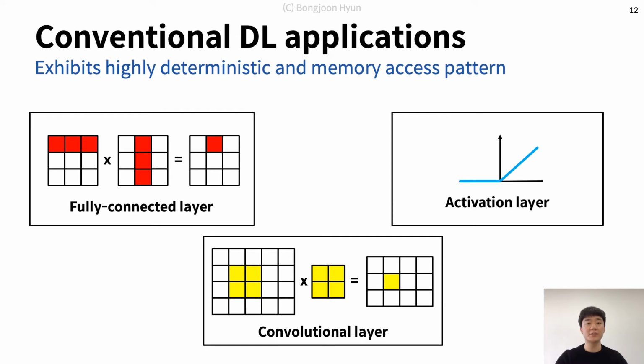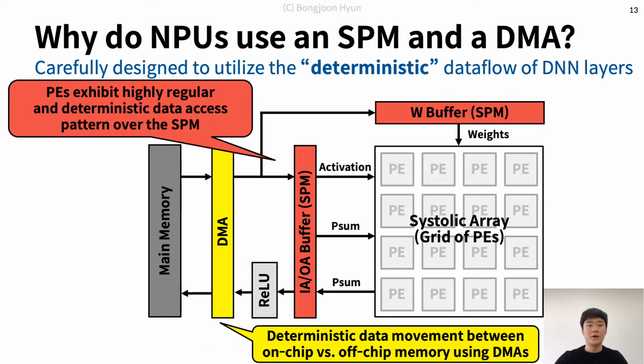Notice that conventional deep learning applications utilizing convolutional or fully connected layers exhibit highly deterministic memory access patterns. The underlying NPU microarchitecture is specifically designed to utilize such deterministic data flow of DNN applications. Processing elements access data in a highly regular and deterministic pattern, and when it comes to populating the scratchpad memory, the DMA unit moves data between the on-chip and off-chip memory in a highly regular and deterministic fashion.